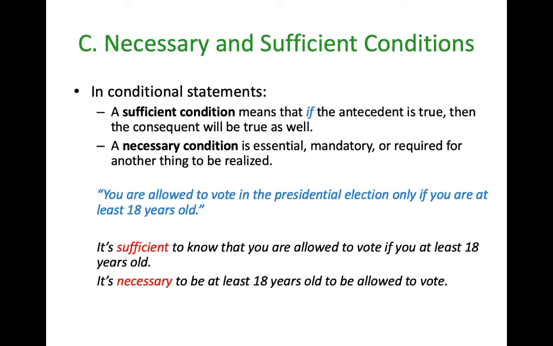For instance, you are allowed to vote in the presidential election only if you are at least 18 years old. Okay, so this is saying if you are 18 years old, you're allowed to vote in the presidential election. Let's break it down. It's sufficient to know that you are allowed to vote if you are at least 18 years old. So being 18 years old is sufficient for being able to vote. Okay? It's necessary to be at least 18 years old to be allowed to vote.